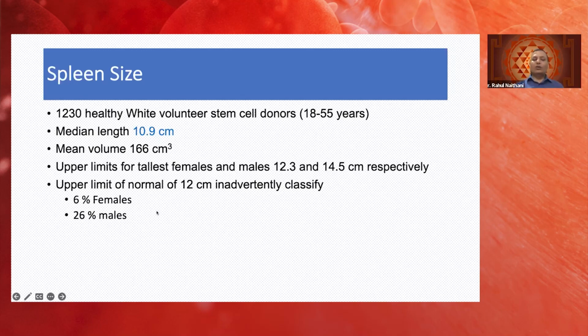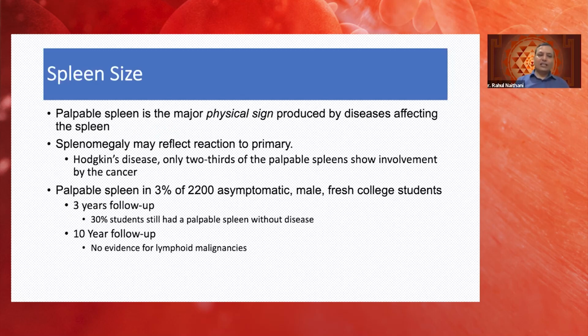However, this will inadvertently classify 6% of females and 26% of males as having splenomegaly, while that spleen may actually be normal for their age, weight and height. Now, a palpable spleen is a major physical sign, and it is generally a sign that somebody may have a disease. Once we have taken into account the normal, 6% of females and about 20% of males could have a radiological splenomegaly.